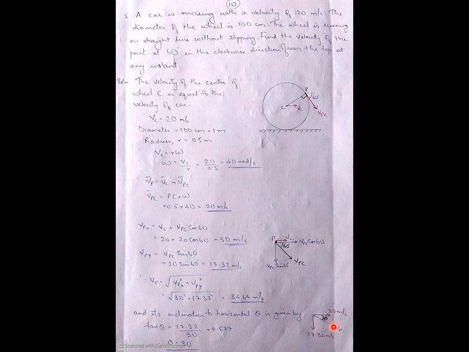Now, how to find the resultant? Resultant is velocity of P, what we require. So velocity of P equal to resultant of these two values, which is equal to root 30 square plus 17.32 square. So you will be getting it as 34.64 meter per second. And if you are asked to find theta value, we will be finding by tan theta. Tan theta is opposite side, which is 17.32, divided by adjacent side 30. So from that you will be getting theta equal to 30 degree. So these were the problems related to motion of roller without slipping.